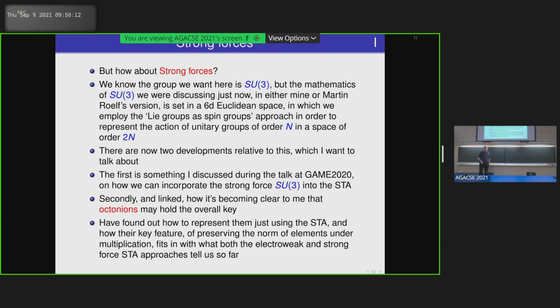So there's two developments relative to this which I want to talk about. The first is something I discussed in GAME 2020. So if you have watched that, then some slides coming up will look familiar from that. And secondly, linked, it's becoming clear to me that octonions may hold the overall key. As I said before, I found out how to represent them using just the STA, and how their key feature of preserving the norm of elements under multiplication fits in with both the electroweak and strong force STA approaches in a rather interesting way.